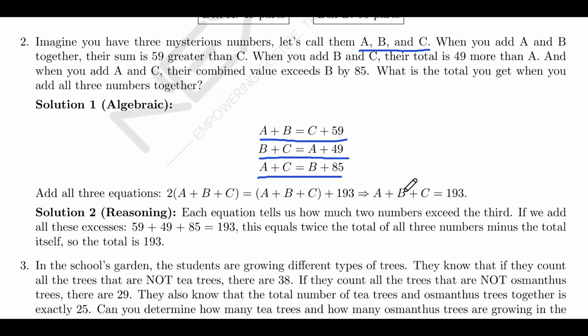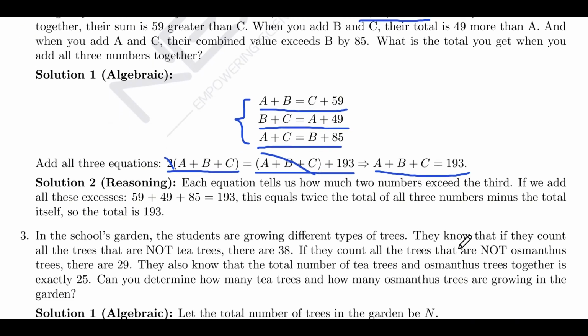Now add all 3 left-hand expressions together and add all 3 right-hand expressions together. On the left you will have A plus B plus B plus C plus A plus C, which is 2 times the sum A plus B plus C. On the right you have A plus B plus C plus the numerical excess, which is 59, 49, and 85. So 2 times the sum of A, B, and C equals the sum A plus B plus C plus 193. Subtract the sum A plus B plus C from both sides, and you find that the sum A plus B plus C equals 193. That is the total of the 3 numbers.